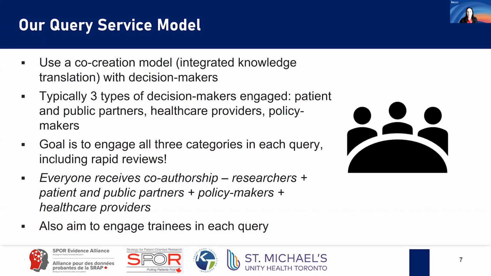We follow the ICMJE criteria for authorship, but our goal is for every project that everyone becomes co-authors. We try our best to engage people as much as they would like, and also try to see if everyone could be a co-author. So we have researchers, patient and public partners, policymakers, and healthcare providers as co-authors on those projects. Across our rapid reviews, about 13% so far have made it onto further publications. We try to publish our rapid reviews and include these various partners. In terms of training the next generation of scientists, we're very passionate about that and ensuring they have the skills to continue with this work. On all of our projects, we try to engage trainees as well.